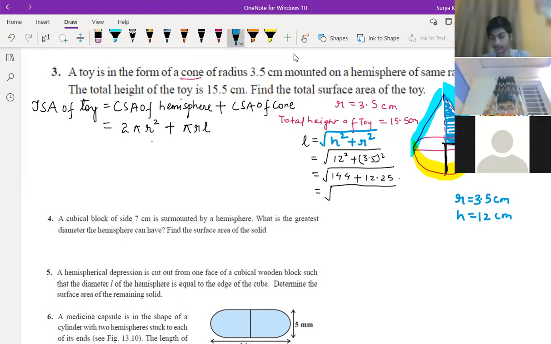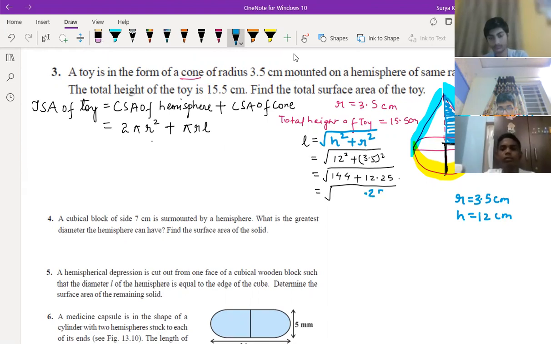And here see, for 144 plus 12.25, what do we get here? 156.25. Yes, sir. Your answer is 12.25, just check. Not 12.25, 12.5. Root of 156.25 is 12.5.